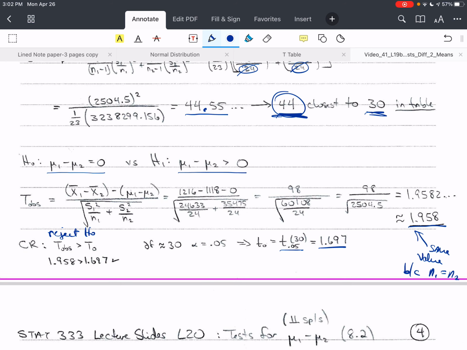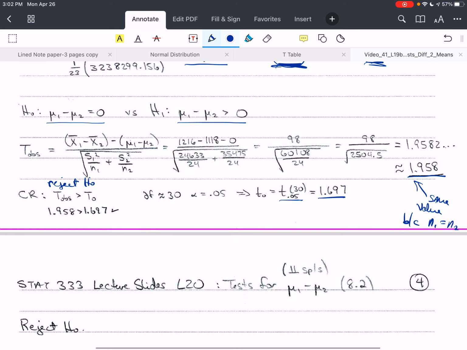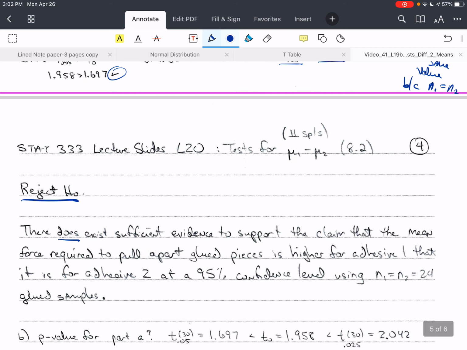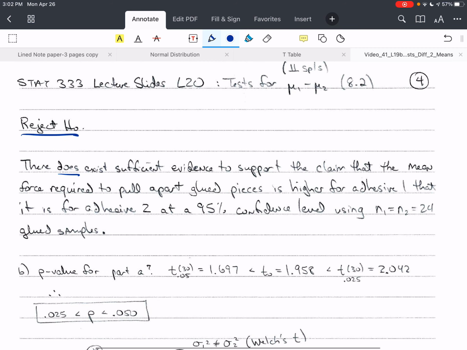T of 0.05 at 30 is 1.697. We have exactly the same critical value. So this is a true statement. So we do reject H naught, and there does exist sufficient evidence to support the claim. Same exact. Now the p-value here is going to be the same because we have 1.98, and we ended up looking at the same degrees of freedom, which was 30.